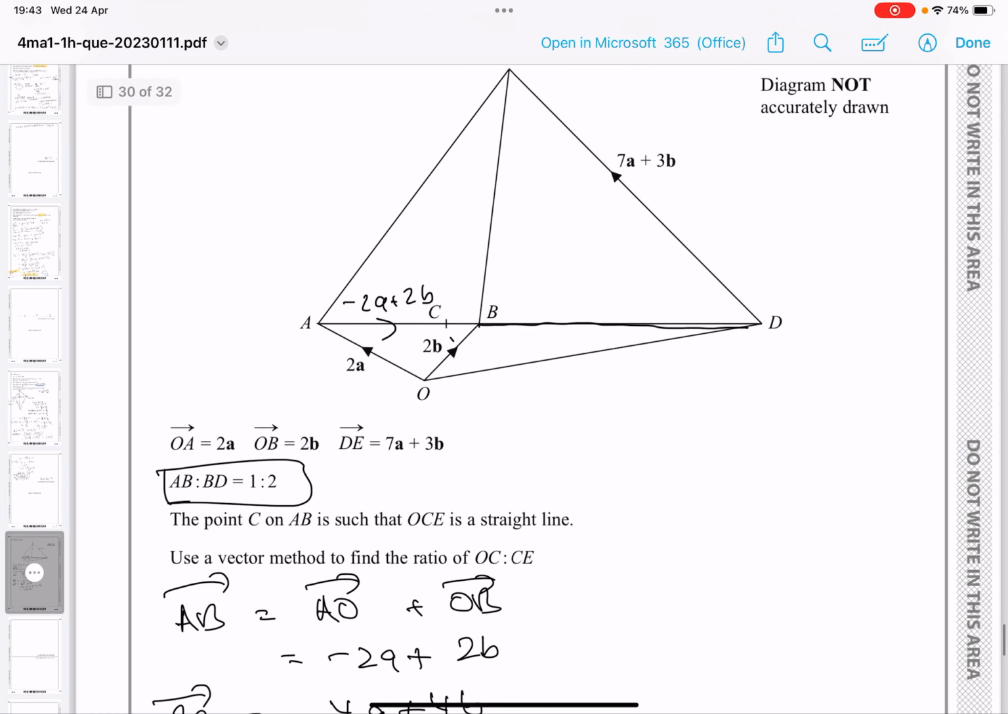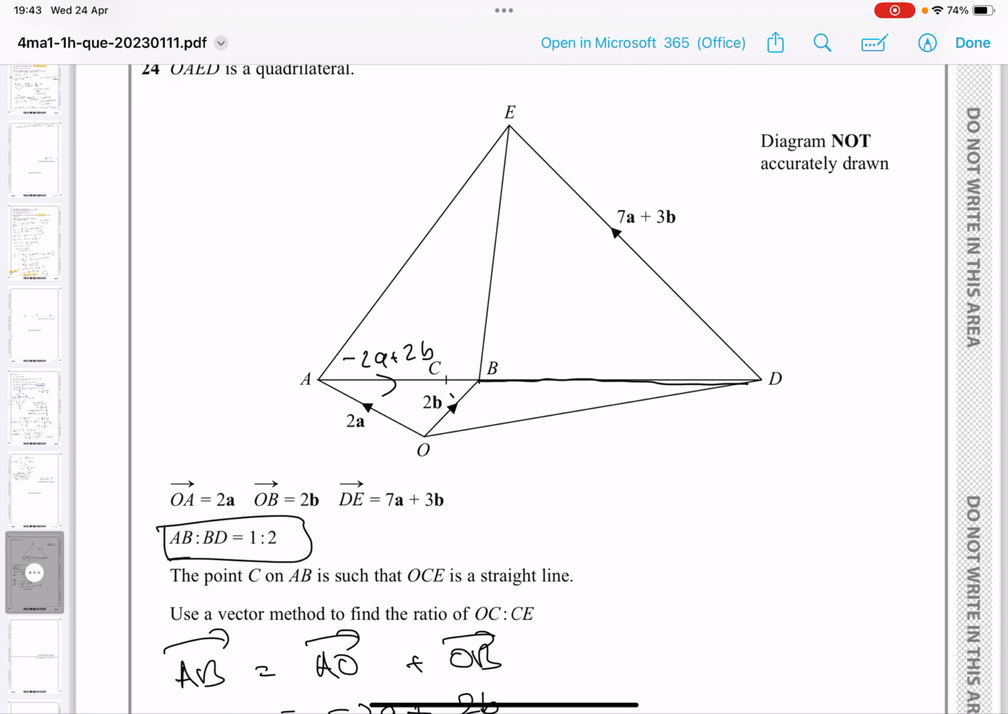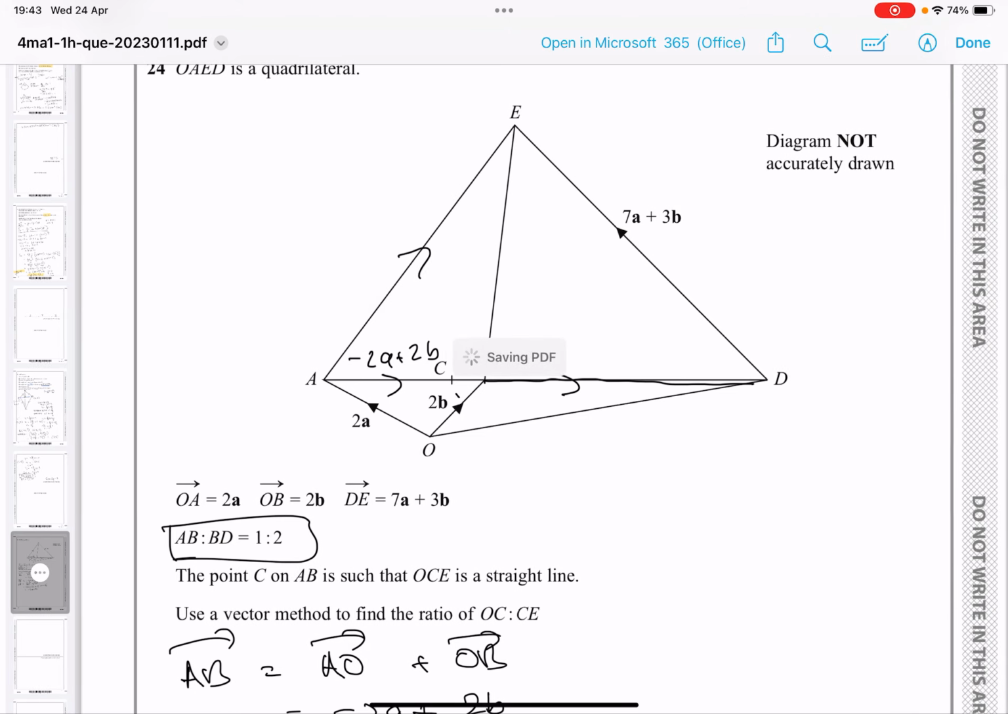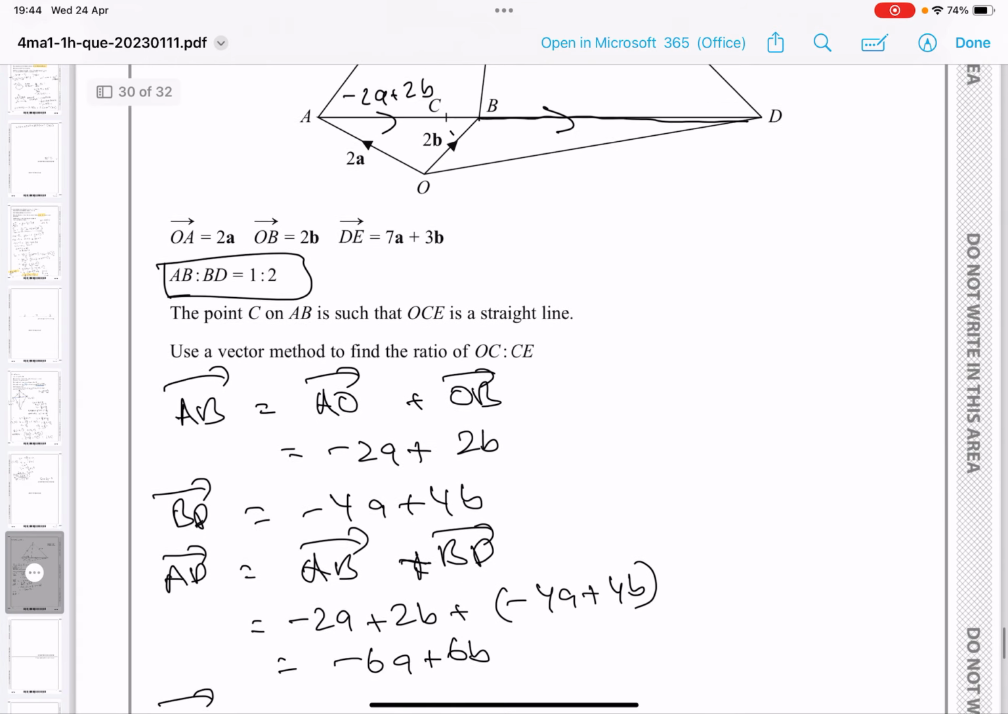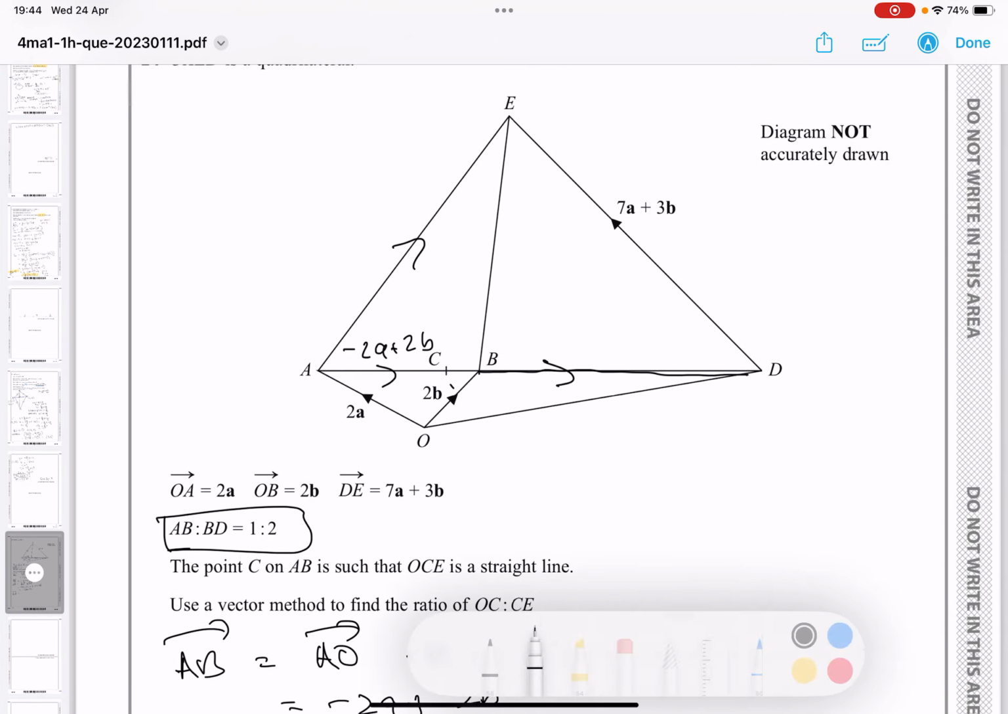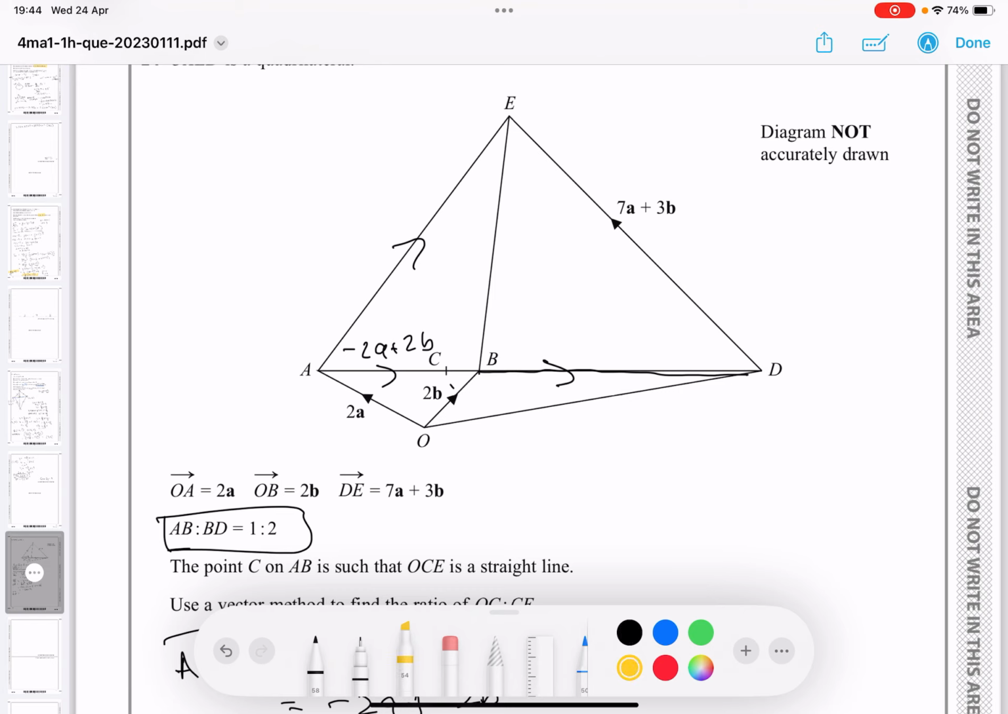Can we work out anything else? Let's see. We can work out what AE is. We know what AD is now, we've just worked out, and we know what DE is, so we can easily work out what AE is. I recommend drawing arrows so you know what direction you're going, because otherwise it gets too confusing. AD is going that way, AE is going that way. So let's work out vector AE. Which way are we going? AE, we're going that way. AD plus DE.